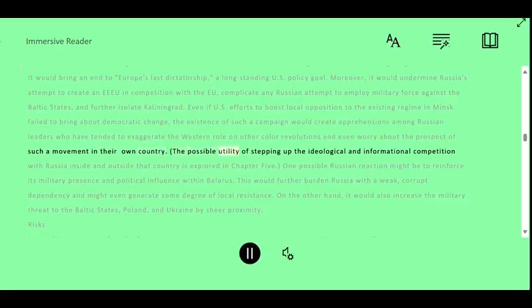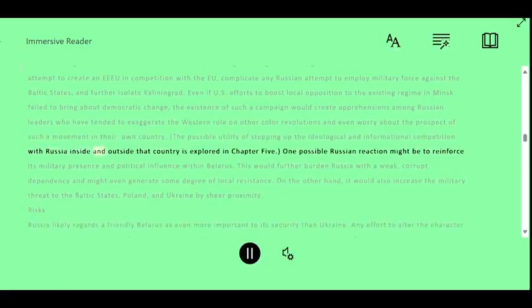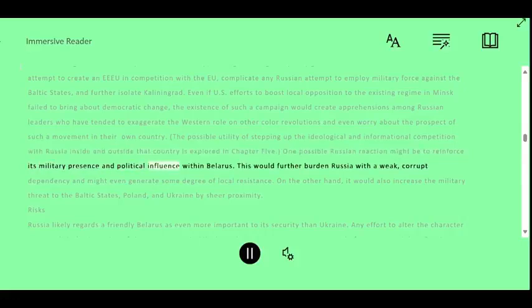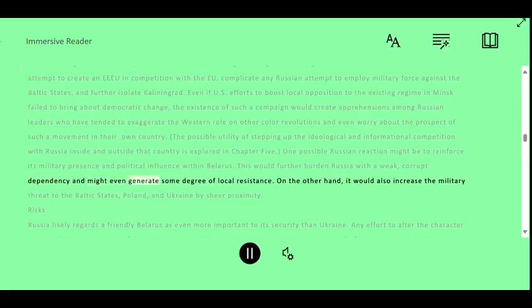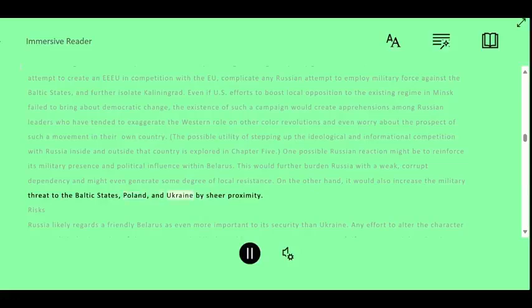The possible utility of stepping up the ideological and informational competition with Russia inside and outside that country is explored in Chapter 5. One possible Russian reaction might be to reinforce its military presence and political influence within Belarus. This would further burden Russia with a weak, corrupt dependency and might even generate some degree of local resistance. On the other hand, it would also increase the military threat to the Baltic states, Poland, and Ukraine by sheer proximity.